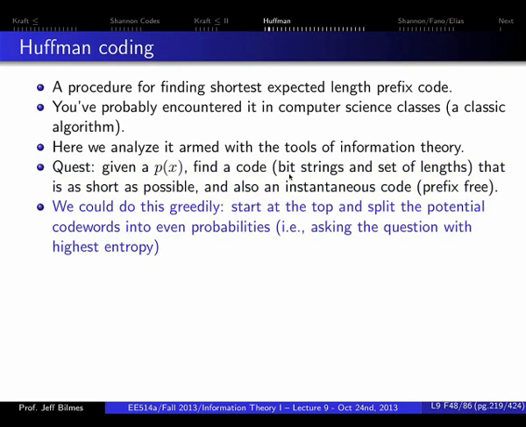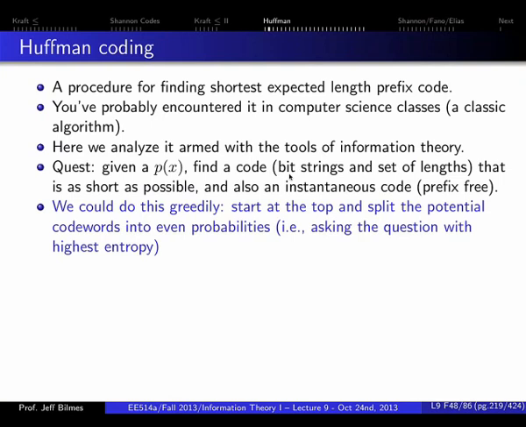Now, one possible strategy for doing this would be to do this greedily. Greedy is a procedure where we start at the top and split the potential code words into even probabilities. Remember, every one of these code words corresponds to a tree. A tree traversal from root to leaf should give us a code word. Some leaf should give us a code word, and nothing below that leaf should give us a code word, because it's a leaf. So that's the prefix-free property. And so designing a code essentially becomes a property of tree design.